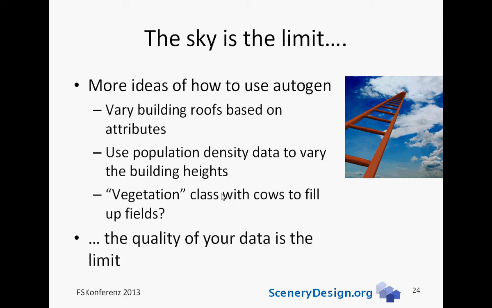And I said before that the sky is the limit. I should probably change that. I should probably say that the quality of your data is the limit, because the better GIS vector data you can find, the more interesting things you can do. If you have data that has a lot of features in there, a lot of good attributes in there, it's much easier to create Autogen. But if you have data that's quite sparse with very few details, then the task will be much harder, unfortunately.